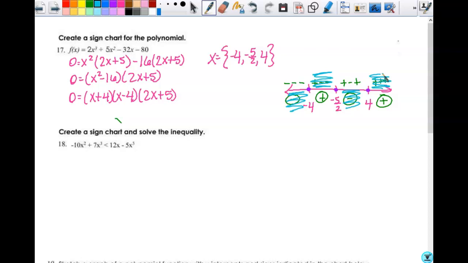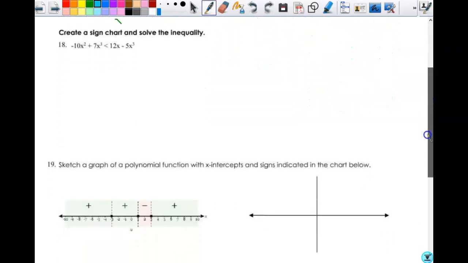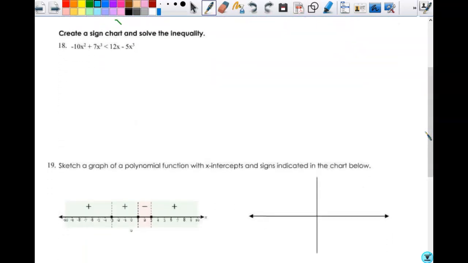The next one's an inequality, so we have to create the sine chart and give the answer to the inequality. So I have to get all my terms on one side first. So I'll move everything to the left. I have a 7x cubed, and I'm going to add 5 to that, so that's going to give me 12x cubed minus 10x squared minus 12x is less than 0. So then I factor. I can factor out an x, but remember I want the GCF, not just the CF. So I can't factor out 12, can't factor out 6, but I can factor out a 2. So that's going to leave me with 6x squared minus 5x minus 6 less than 0.